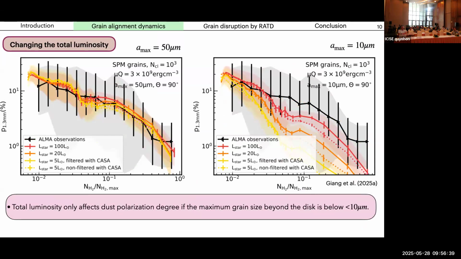But we found that in the case that only 10 micron grains and smaller distribute over 1,000 AU scales, when we reduce to lower luminosity protostars, we have lower polarization fractions because of the significant reduction of the alignment size range by the RAT mechanisms.